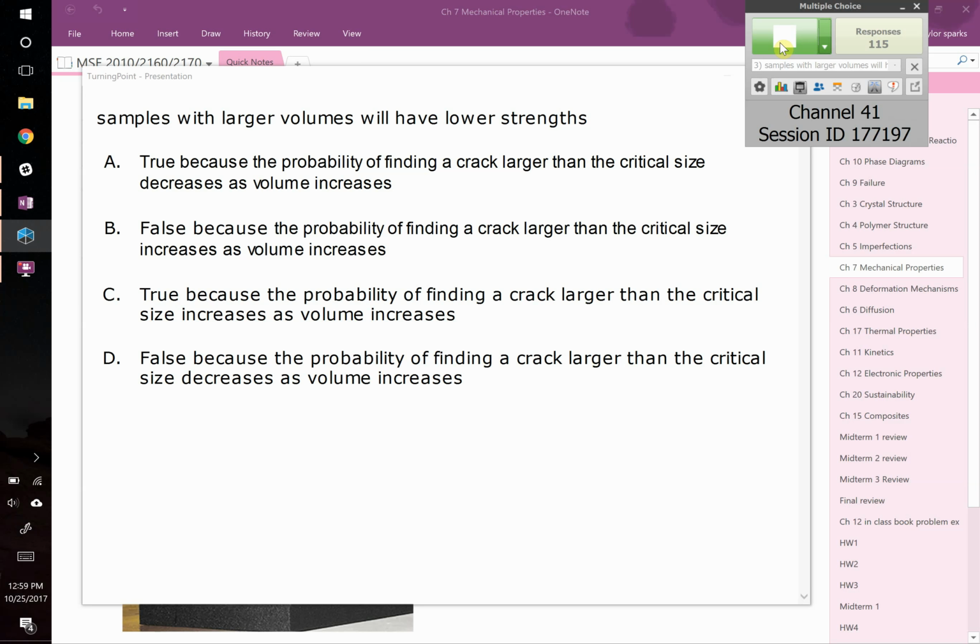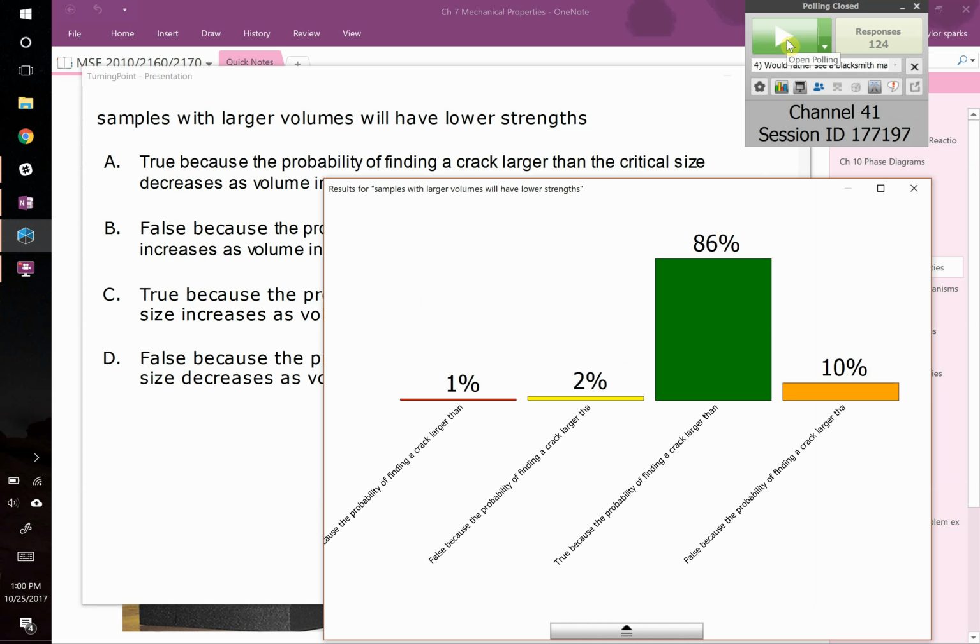Okay, we're going to wrap it up. Okay, ending it now. Definitely C. The bigger it is, statistics just says the likelihood of your flaws being larger just gets higher and higher the bigger and bigger your component is. And sooner or later, that flaw is going to be bigger than the critical flaw size, so it's going to drive your strength down.